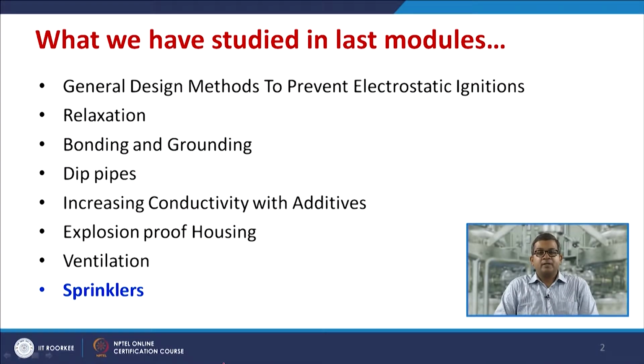Welcome to the last module of design to prevent fire and explosion. Up till now we have studied in different modules the general design considerations to prevent electrostatic ignition, the concept of relaxation and how it is beneficial to the process industry. We have discussed bonding and grounding and how you can implement them in the process industry, and the concept of dip pipe, with its advantages and disadvantages.